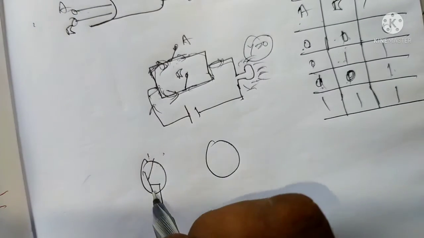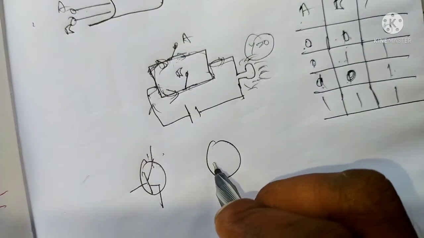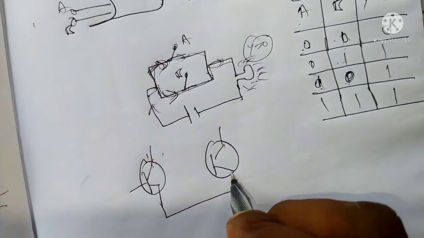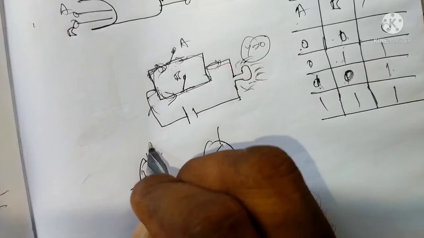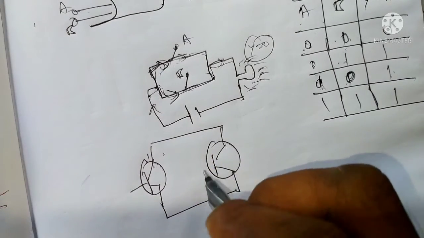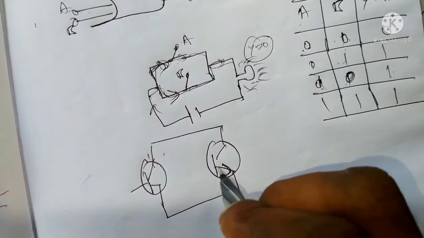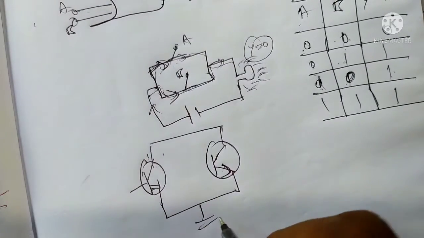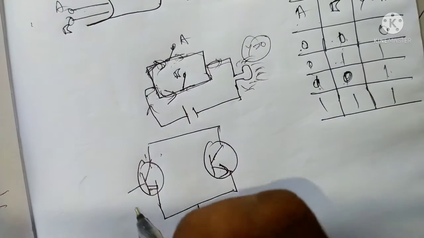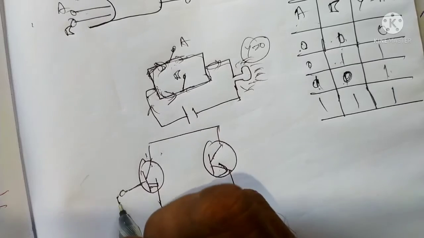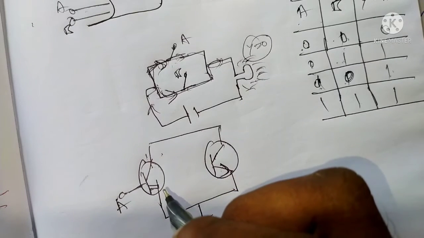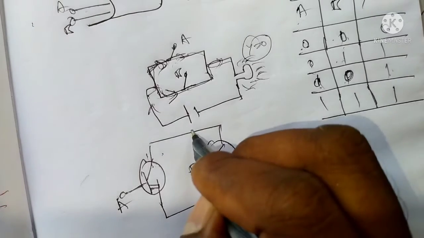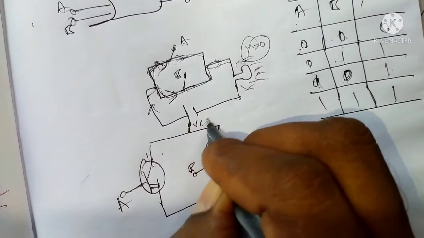This is in the form of an NPN transistor. The current flows in this direction, and these two terminals are connected to ground. The terminals are A and B. This is the applied voltage, that is VCC.